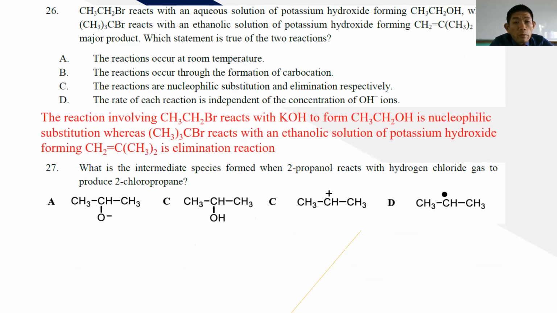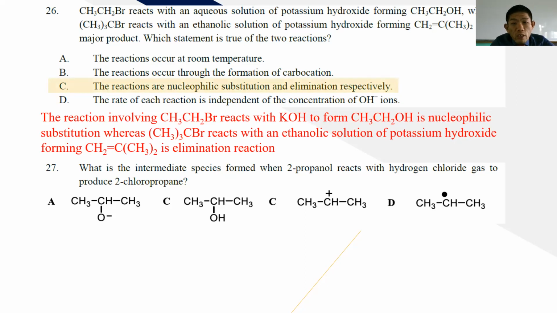A, both reactions occur at room temperature, which is not true because both require reflux. B, reactions occur through the formation of carbocation, which is also not true because in the formation of the ethanol, it is an SN2 reaction. SN2 reactions form a transition state with a negative charge, not a carbocation. So B is wrong. And then C, the reactions are nucleophilic substitution and elimination respectively. As I mentioned just now, the first reaction is SN2 nucleophilic substitution, second order, whereas the second one is the elimination. So C is correct.